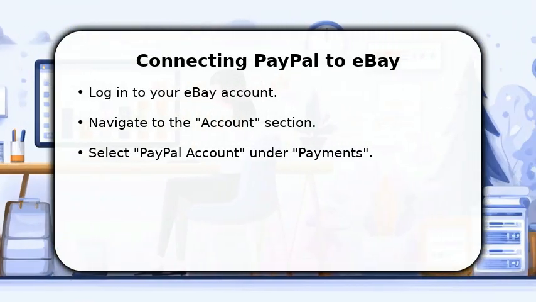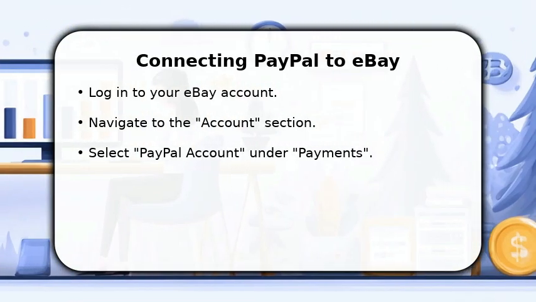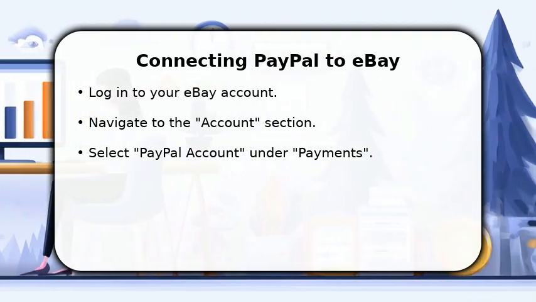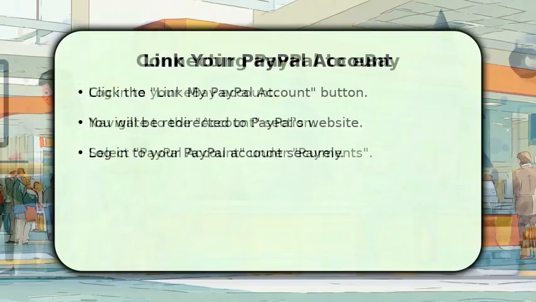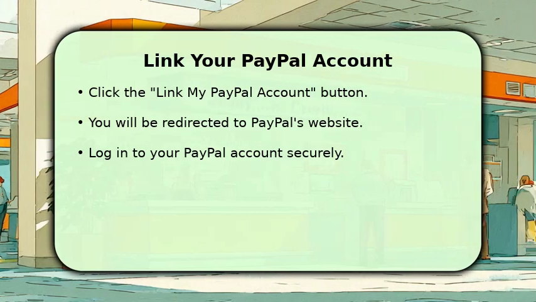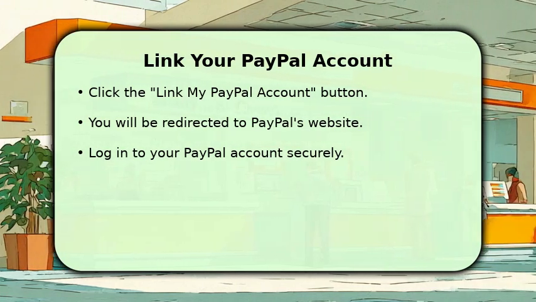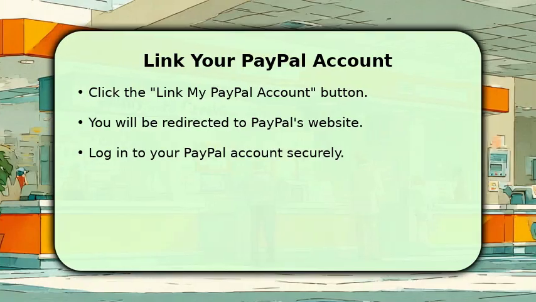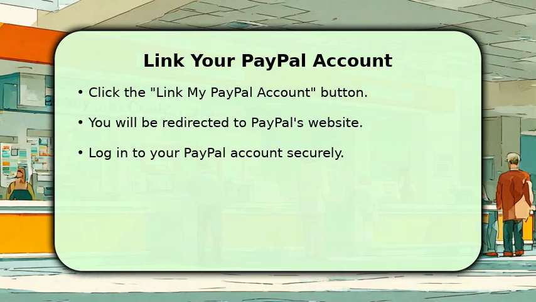Within the Account settings, you'll find a Payments section. Click on PayPal account to proceed with the linking process. Now, on the PayPal account page within eBay, you'll see a prominent button labeled Link My PayPal Account. Click this button to initiate the connection.